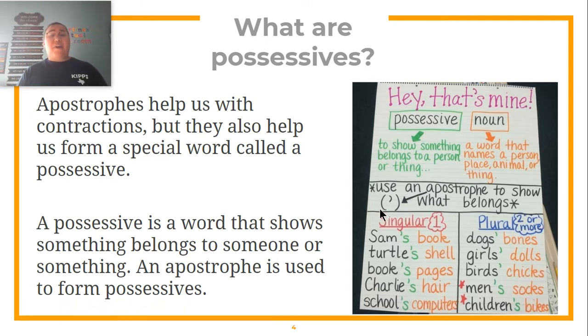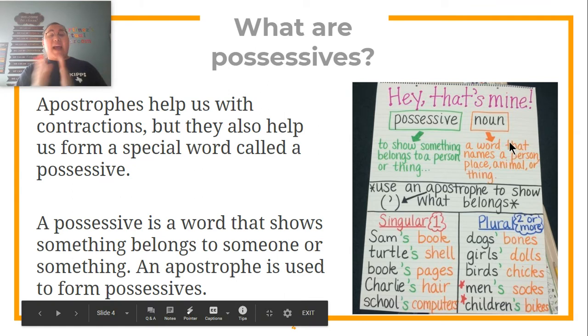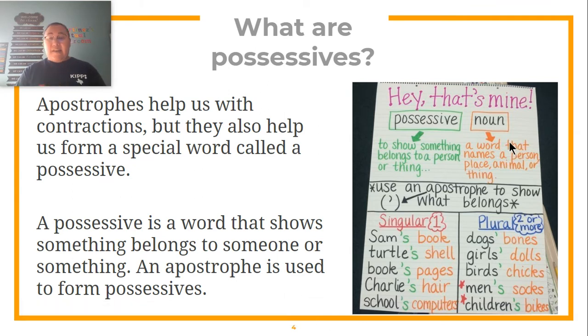But what happens if our noun is plural? That means more than one. It already has an S. So if it has an S because it's plural, the only thing I have to add is an apostrophe at the end of the word. So this says the dogs' bones. Dogs is plural, so I don't have to add an apostrophe S because it already has an S. All I have to do is add an apostrophe at the end of the word to show that the bones belong to the dogs. So I'm going to practice for you.